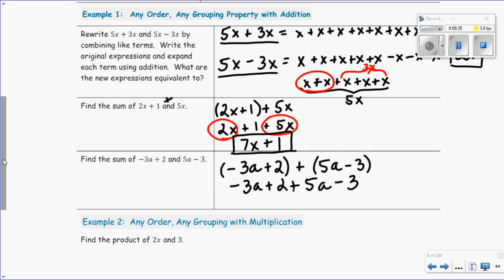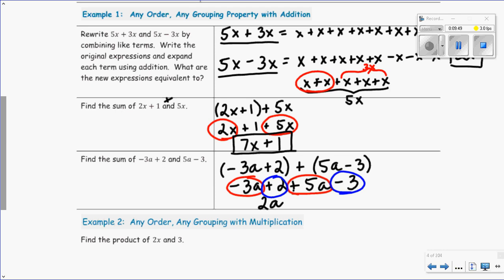I like to use different colors. So this is negative 3a, and this is positive 5a. So if I have a minus 3a and a positive 5a, you could think of that as having 5 a's and then you take away 3. So that would be 2a. And then I'm going to use a different color to show positive 2 and minus 3.